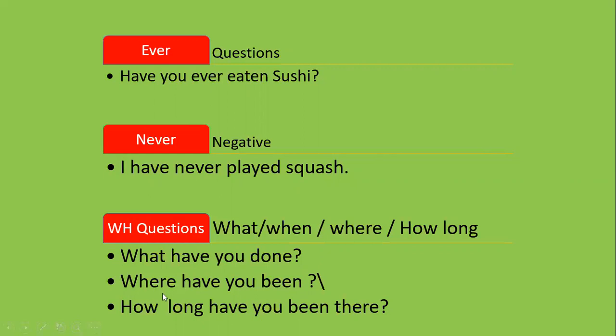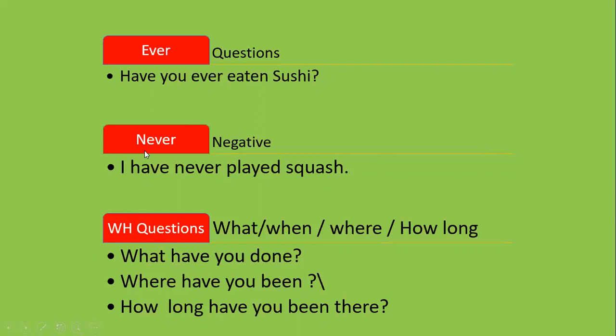Here we have another question. Where have you been? I have been to the cinema. I have been to the park. I have been to the stadium. So it asks about the place. How long have you been there? I have been there for 2 weeks. I have been there for 2 hours. I have been there for 3 months. So you must mention a period of time here. So this is how we can ask a question or answer a question in the present perfect.